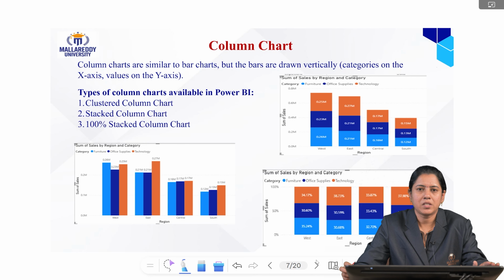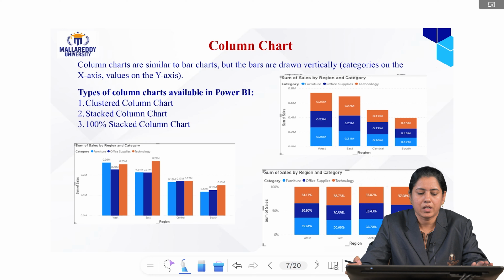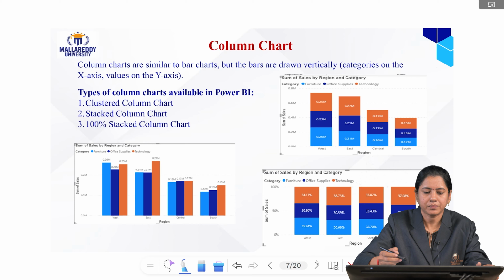The next type of chart is the column chart. It is similar to a normal bar chart, but only the direction is different. Previously we had the bars in a horizontal manner, and here we have the bars in a vertical manner. That is the only difference between the normal bar chart and the column chart in Power BI.